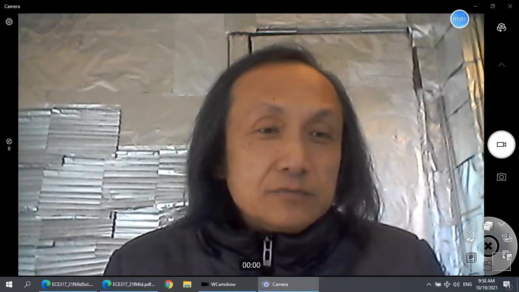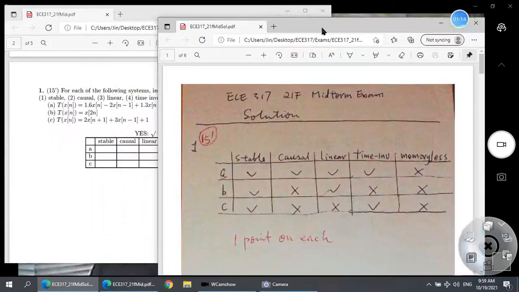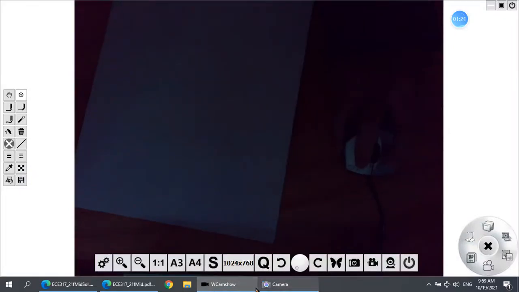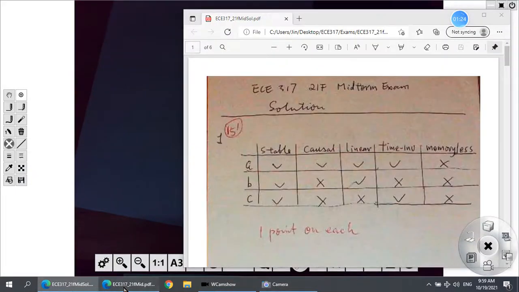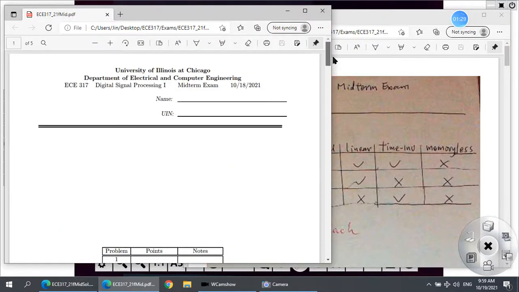Alright, and today in this class I will go over the midterm exam. We just had the midterm exam this Monday, and today let's go over the problems. This is the problem, this is the solution. Okay, this is the problem, right? Midterm 1, digital signal processing 1, midterm.